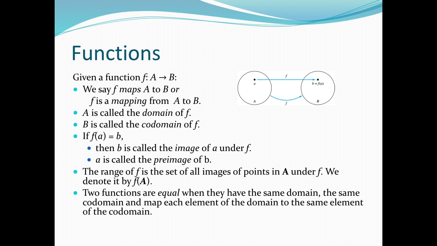Now, another thing we could also use to describe the relationship under a function: we say the range of the function f is the set of all images of points in the set A under the function f, and we normally denote it by the famous notation f of A. Now there is an equality relationship we need to understand. Two functions are equal when they have the same domain and the same codomain and the same mapping. So each element is mapped in the same structure, the same condition, the same relationship from the domain to the codomain.